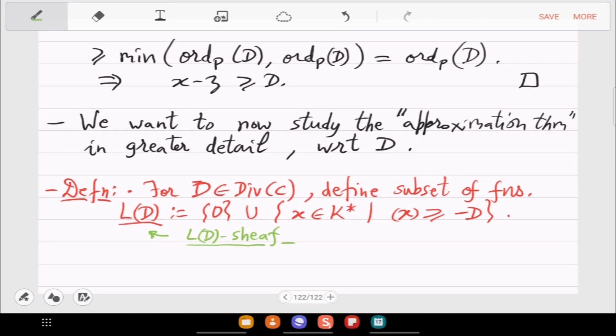Okay, without defining what a sheaf is, but if you already know what a sheaf is, then it will hopefully guide you in the correct direction. For those who don't know, this LD sheaf is simply a subset of functions, including zero, whose principal divisor is greater than or equal to minus D. I could as well have done this with plus D. I use minus D because the theorems later will become nicer looking. This sign isn't important, we just go with minus D.